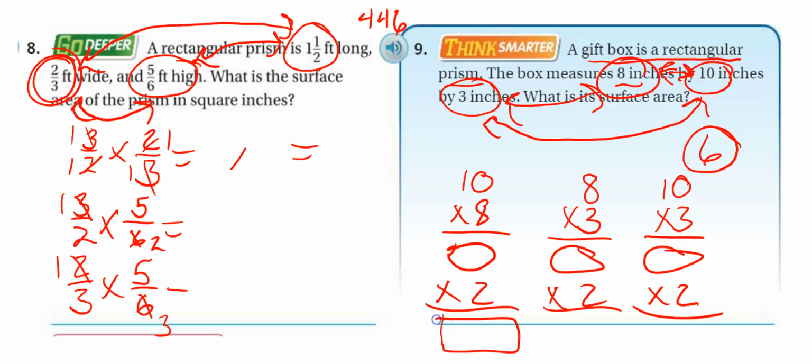So you're going to get these answers. And then you're going to add those all up to get your total surface area, and this will be your final answer. I'll let you go ahead and do that math on your own. And again, if you have any questions on anything, please pause your video, raise your hand, and I can help you out.